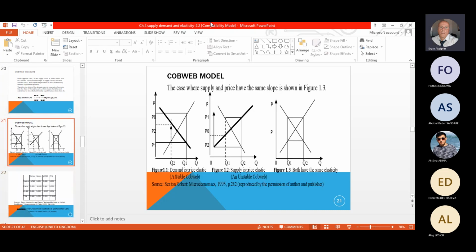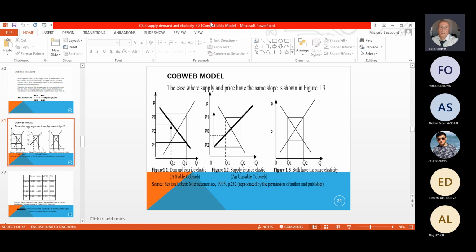And this is, of course, the graphical illustration. On figure 1.1, demand is price elastic. As you see, when the demand is flatter relative to the x-axis, the price changes bring the market to the equilibrium. You can try it.